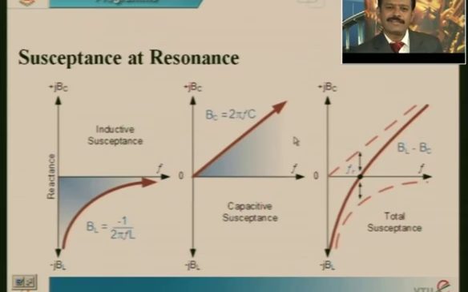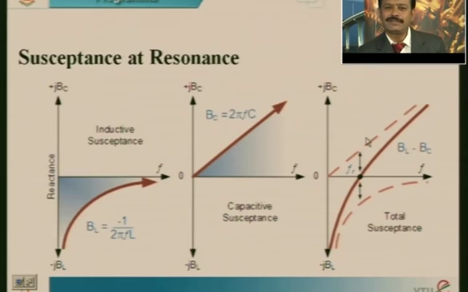Then coming to the second graph, it is capacitive susceptance versus frequency, and the relation is that capacitive susceptance is directly proportional to the frequency. If frequency increases, capacitive susceptance also increases, and if you plot a graph, it looks like a straight line. So, it is directly proportional and linear in nature.